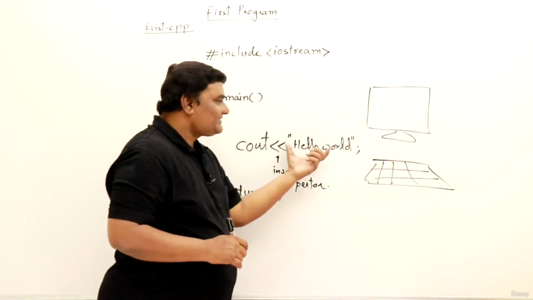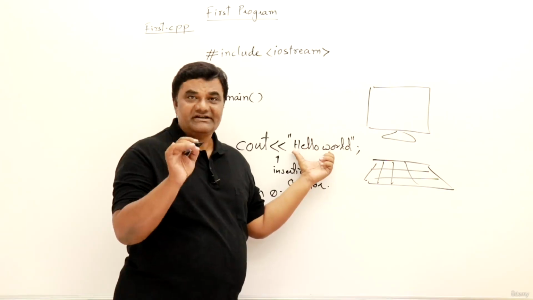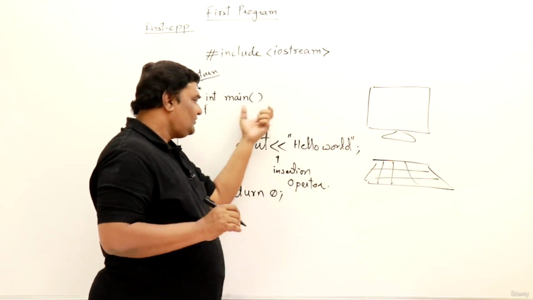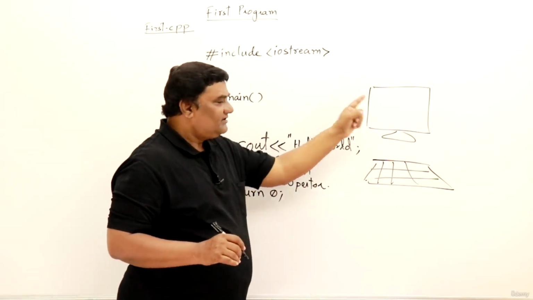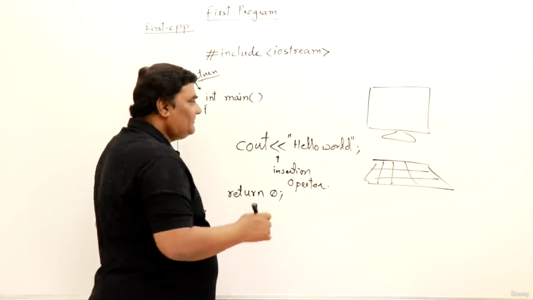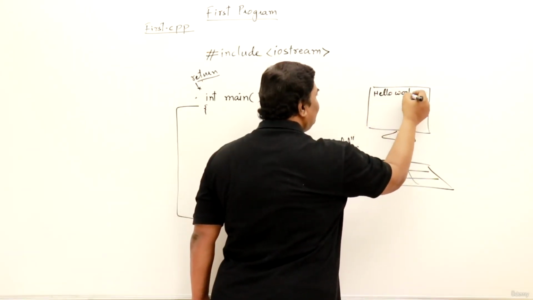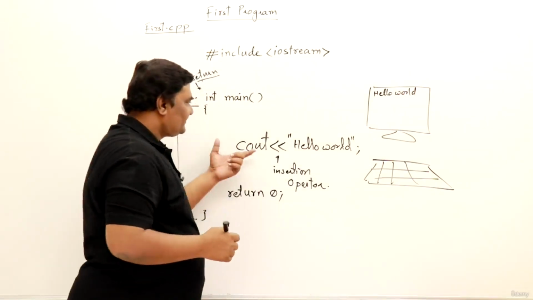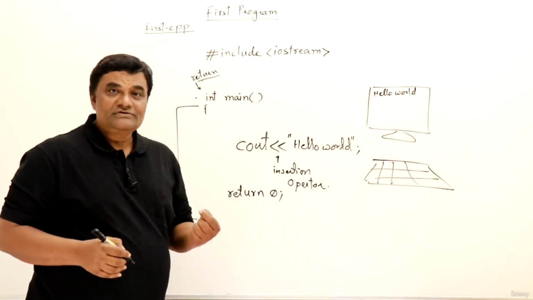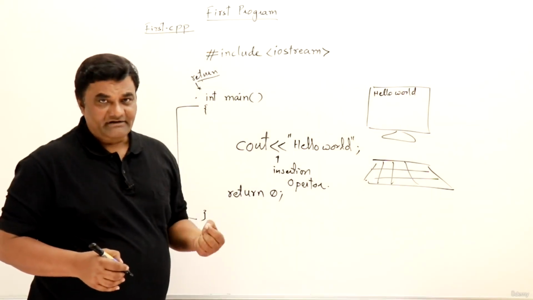So this is a string or a message. This is given to cout, so it will be printed on the monitor. So when you run the program, hello world will appear here. So cout is an object used for printing anything on the monitor.